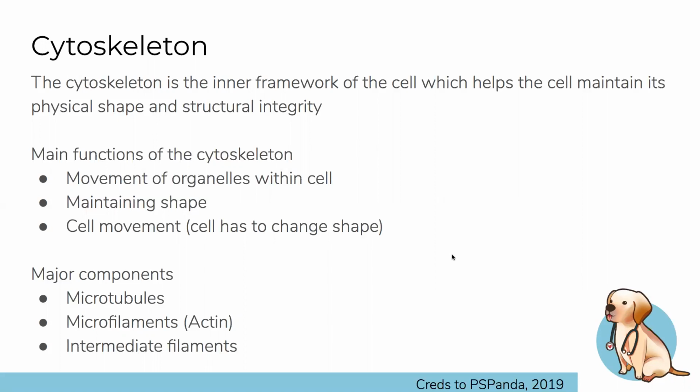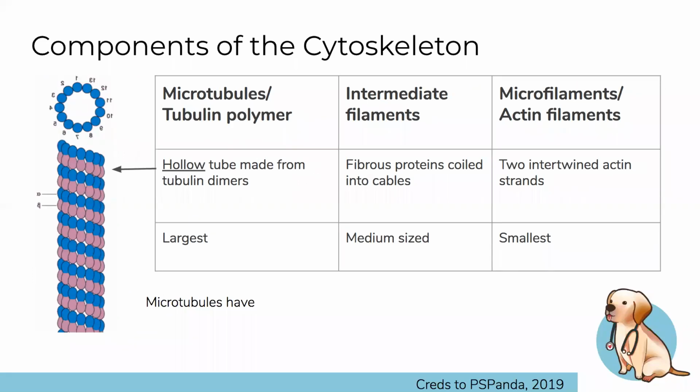There are three major components of the cytoskeleton: microtubules, intermediate filaments, and microfilaments, also called actin filaments. You probably don't need to know this in too much detail, but they do like to bring it up as one of those more niche questions.